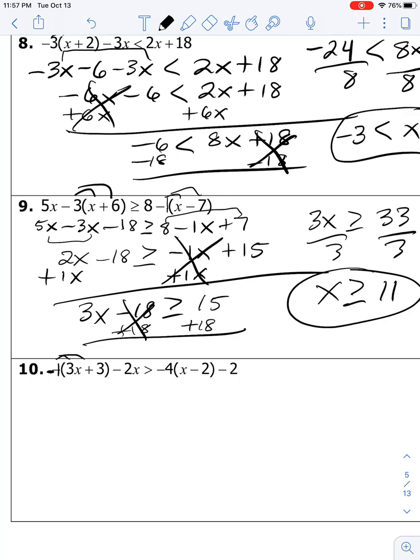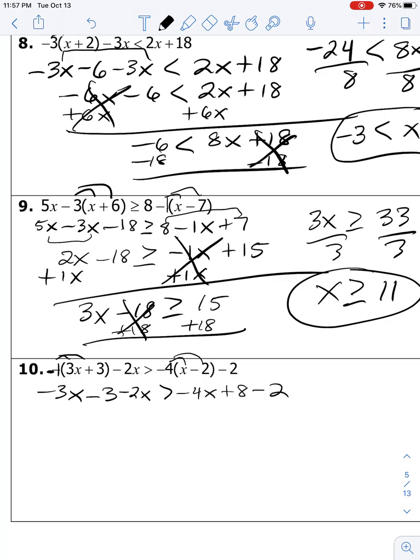So -1 times 3x is negative 3x. Negative 1 times 3 is negative 3. And then we're just going to drop down the negative 2x and our sign. Now we need to distribute on the other side. So we're going to distribute the negative 4. Negative 4 times x is negative 4x. Negative 4 times negative 2 is positive 8. Drop down the minus 2.